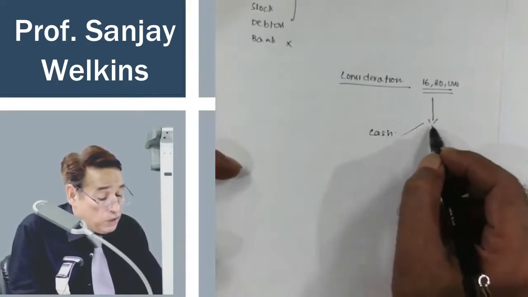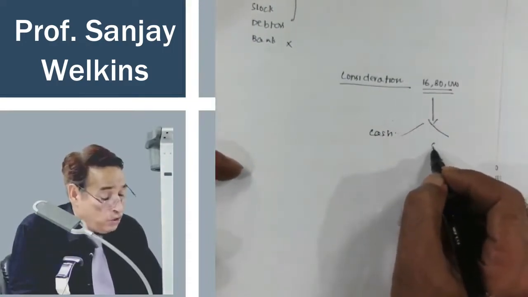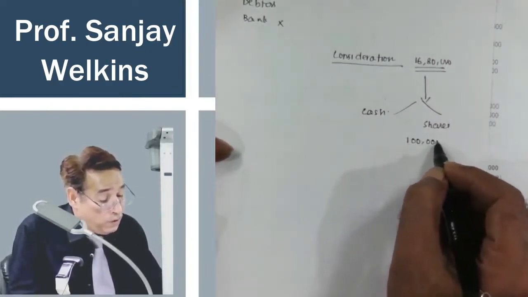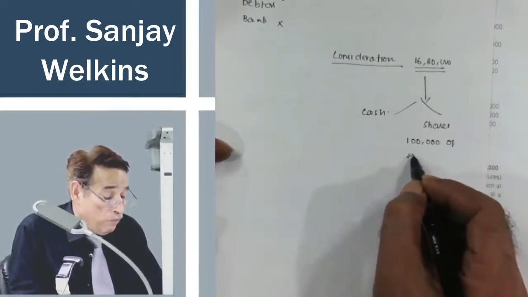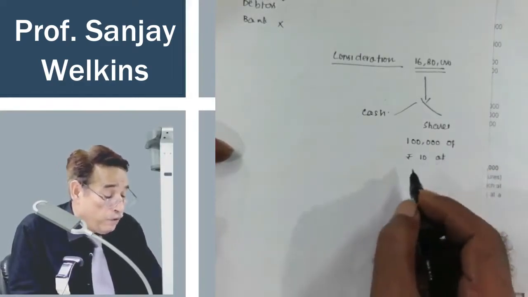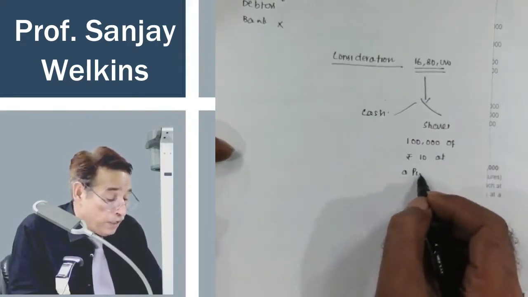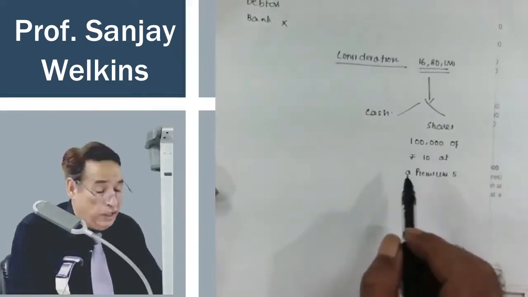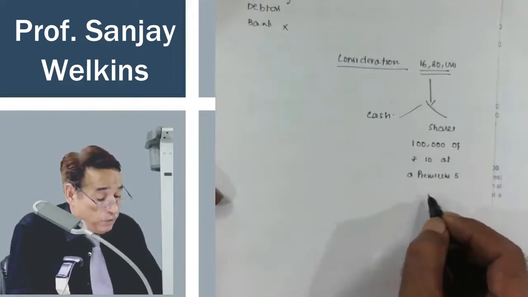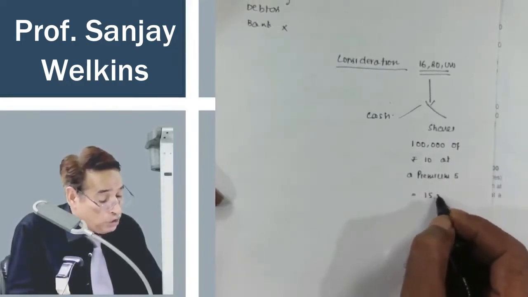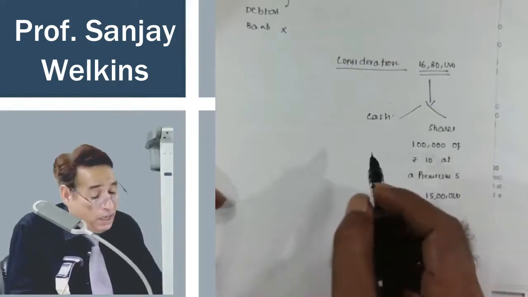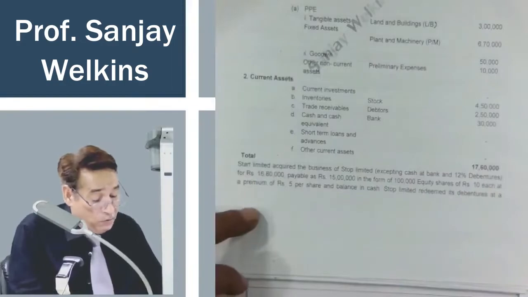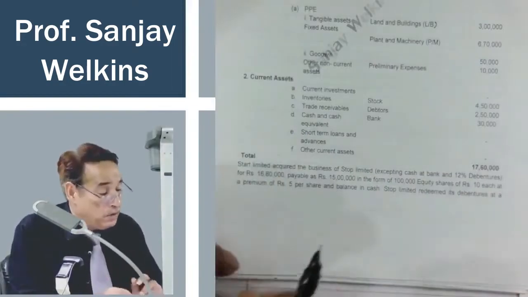The purchasing company will discharge the purchase consideration by issuing shares, and we are told that 1 lakh shares of rupees 10 each will be issued at a premium of 5 per share. That means 1 lakh shares at the rate of 15 are being issued. That means out of 16,80,000, 15 lakhs shall be received by way of shares, and the balance quite obviously will be received by way of cash, as it is written over there, and balance in cash. Is it clear to you?